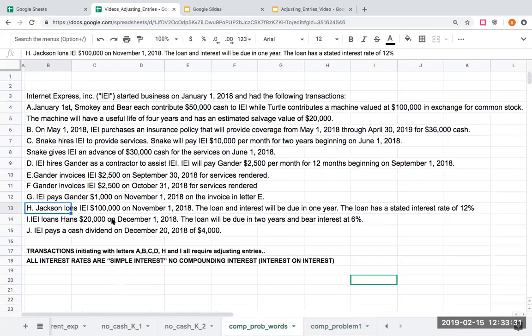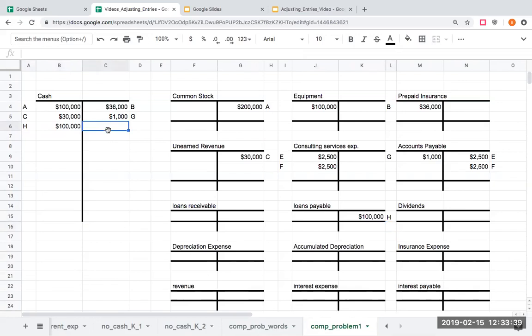And then over here, we loan Hans $20,000 on December 1st. If we're giving money to somebody, our cash is going down, and we will be debiting a loan receivable.